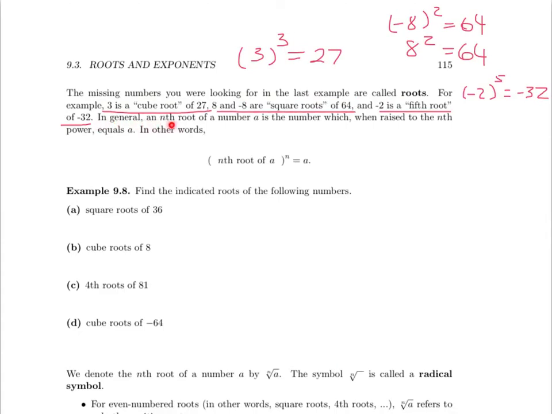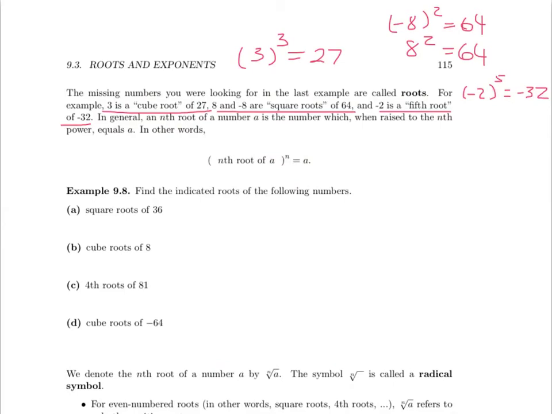In general, an nth root of a number a is the number which, when raised to the nth power, equals a. In other words, the nth root is the number which, if you raised it to the power n, you would get a back.